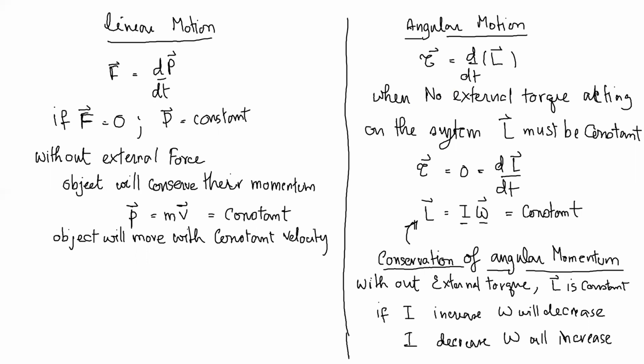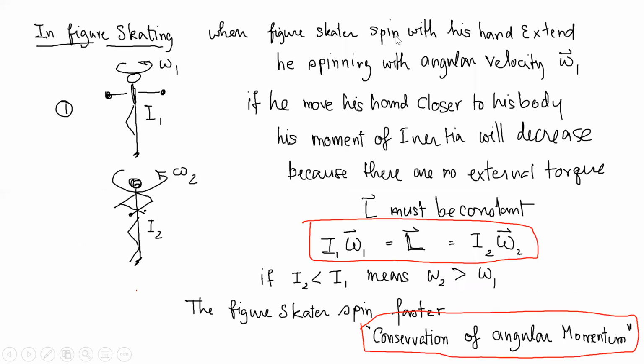When this is constant, it depends on the moment of inertia of the object. If the moment of inertia increases, omega will decrease. And if I decreases, omega will increase. So that's the conservation of momentum.